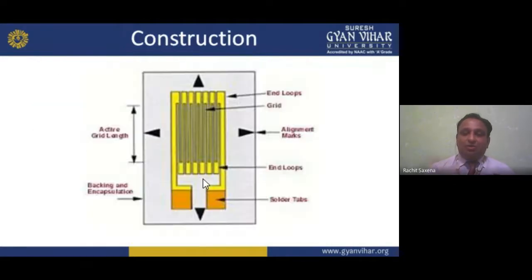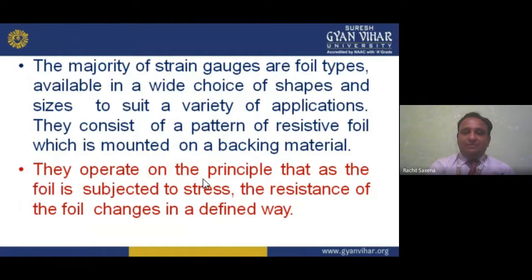Okay, now it looks like this. The construction is very simple. There are loops, a grid, and alignment marks. Solder tabs are there, and an encapsulation backing. We can also identify the grid length, the active grid length. The grid is very small and the loop is larger, and on the grid we apply something. Basically, we have some particles or parts in it. So solder tabs are available.